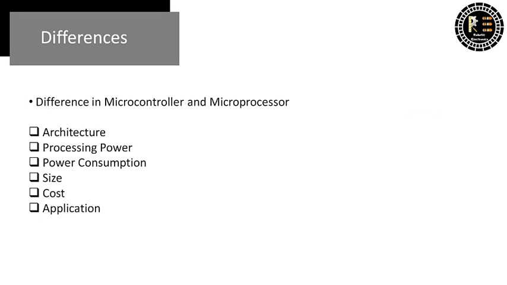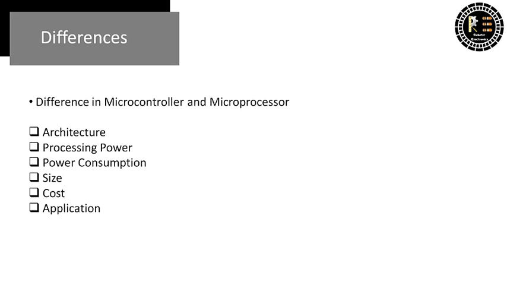Initially we shall compare the microcontroller and microprocessor in some terms. First we shall look at the architecture, next the processing power, then power consumption, size, cost and application of these two, so that we can have a brief idea about the microcontroller and microprocessor and how they can be used further.